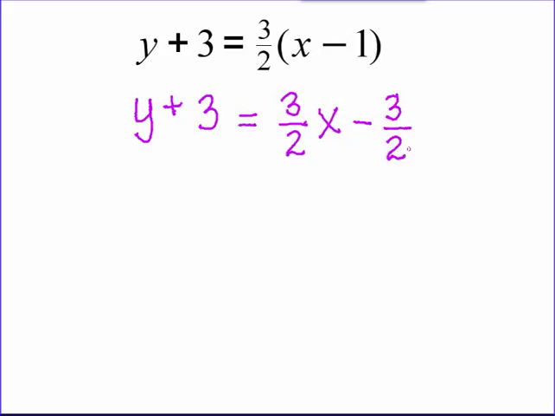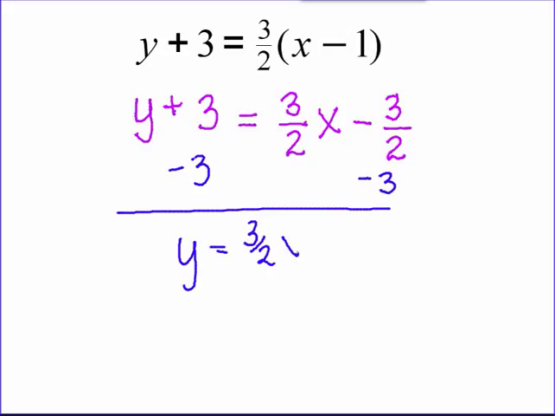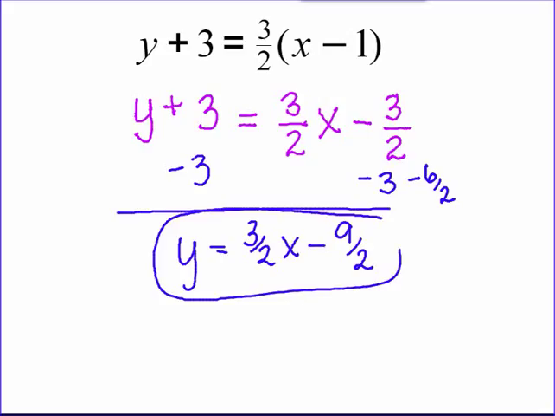I went ahead and put up the first step. So what's the next step? Subtract 3. So when I do that, I should get y equals 3 halves x minus. Now if I combine those, I know negative 3 is actually negative 6 halves. So negative 3 and negative 6 is negative 9 over 2. And that is the answer you should get.